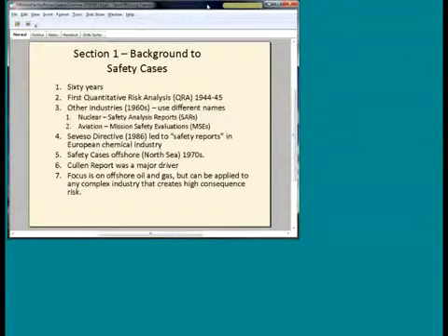Obviously, today we're talking about the process industries with a focus on offshore. But safety cases can be used, and typically it's in those cases where you have a complex industry, it's not easy to understand what's going on, and where the consequences of an accident can be very severe. Obviously, nuclear and aviation fall into that, and equally offshore oil and gas. Next slide, please. Next.